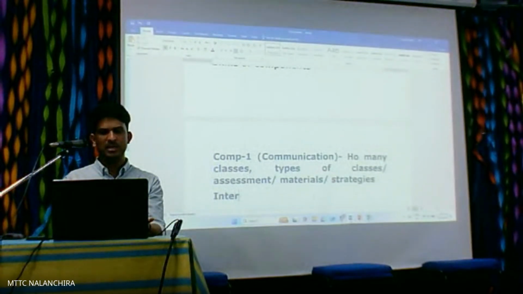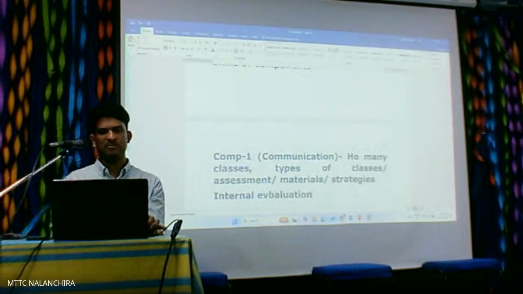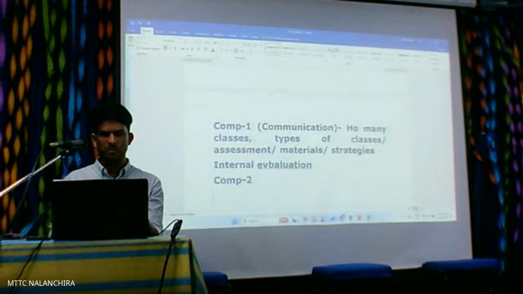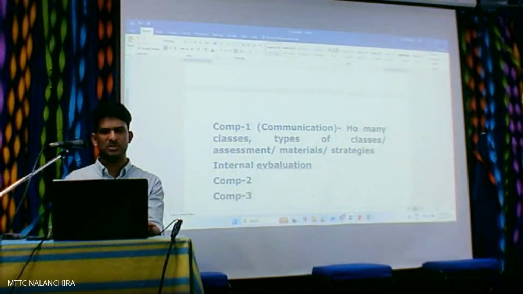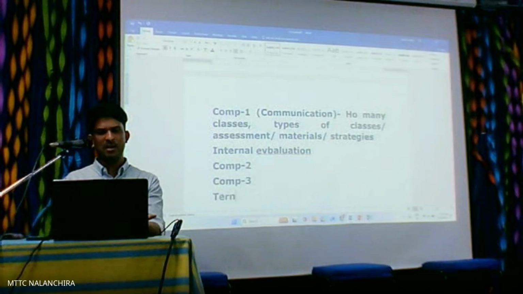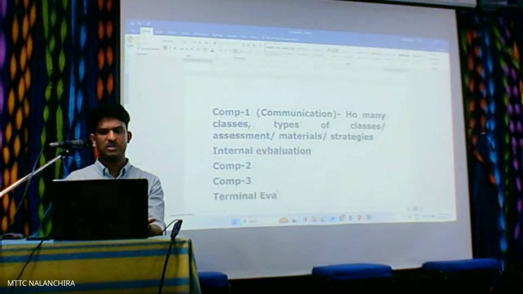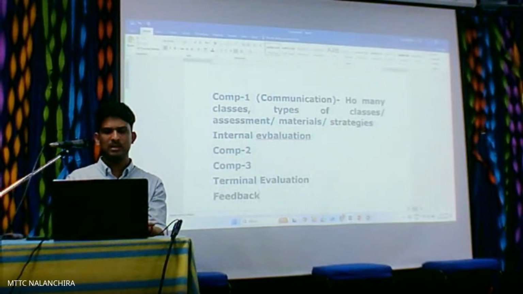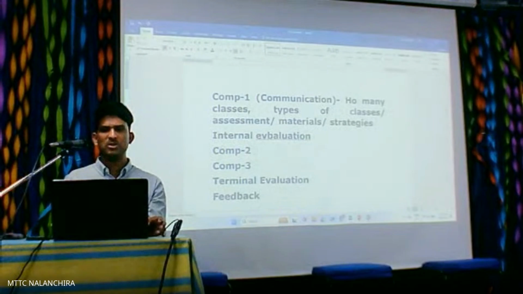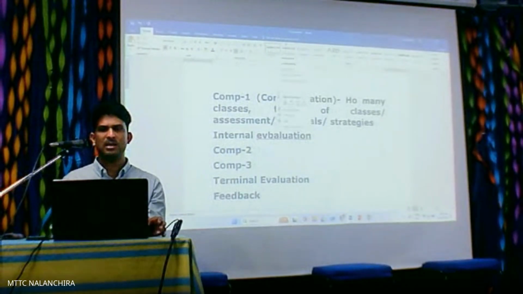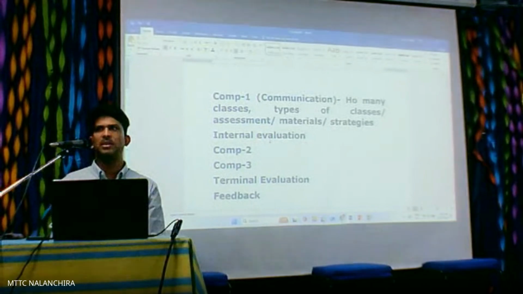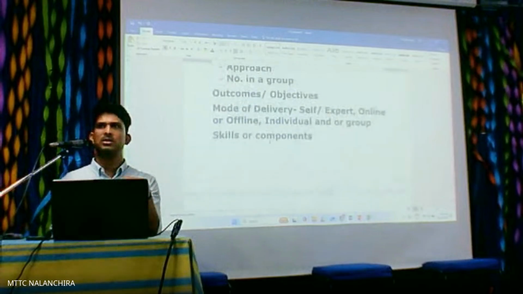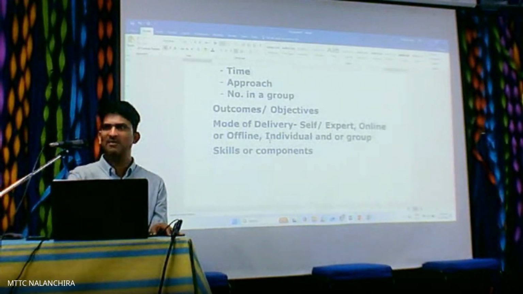In between, if you have to write internal evaluation, then again come component 2, component 3, the same way. Finally, terminal evaluation. You can also add feedback, final feedback, or in between, during the internal evaluation also, you can add feedback. Whether any technological platform you are going to incorporate, you can incorporate. This I will share as such. No?